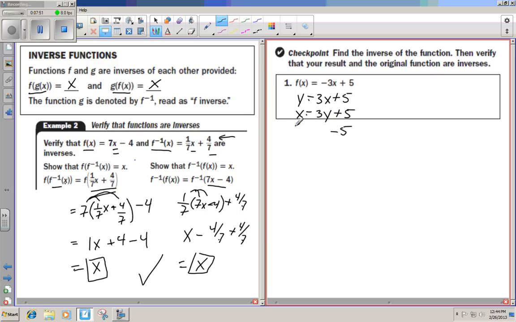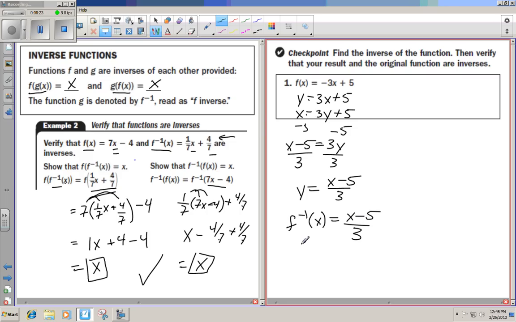We subtract 5 from both sides. We divide by 3. And now you have that y equals x minus 5 divided by 3. That is how you find the inverse. Now, as far as verifying goes, the notation, of course, has the -1 of x equals this. So now, to verify, this right here is good enough.